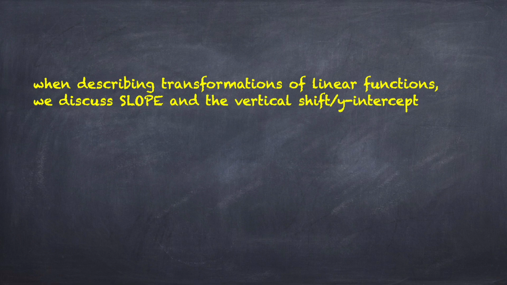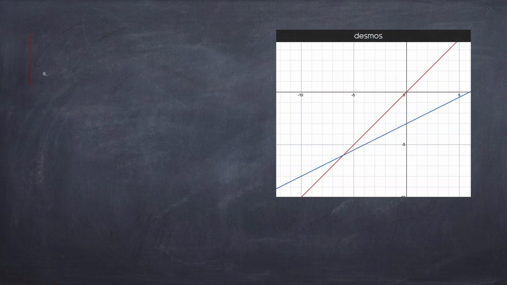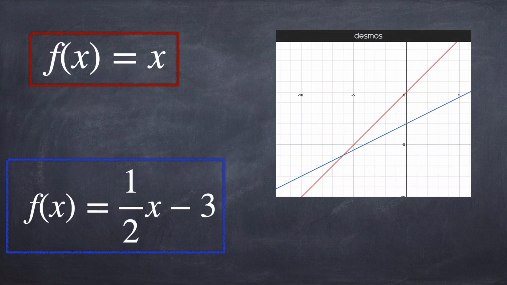Okay, now, when we describe transformations of our linear ones, we talk about slope and then the vertical shift or the y-intercept. When we are just describing our constant functions, our slope doesn't change because they're always horizontal, but it will change where they go up or down from our parent function. And we have some examples to go through and look at. Okay, this next one here, I've graphed 2 lines. Our first one is our parent function. It's in red.